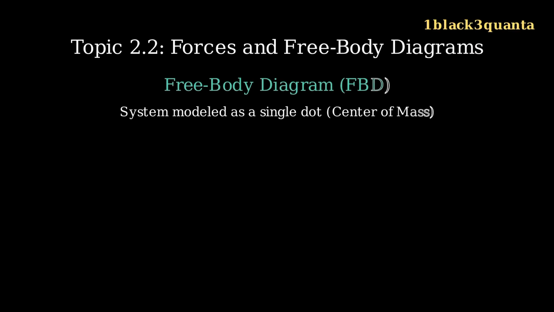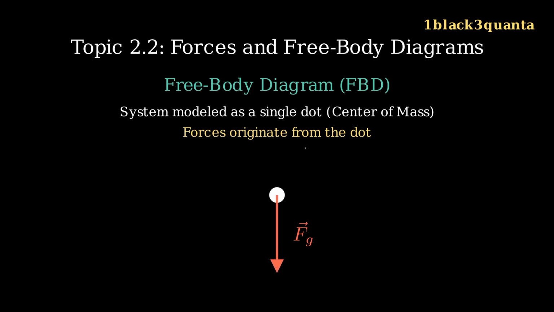In an FBD, the entire system is treated as though all its mass is located at the center of mass, represented by a single dot. Forces exerted on the object are drawn as straight arrows originating directly from this dot and pointing in the direction of the force. Let's add gravity, normal force, and applied force.